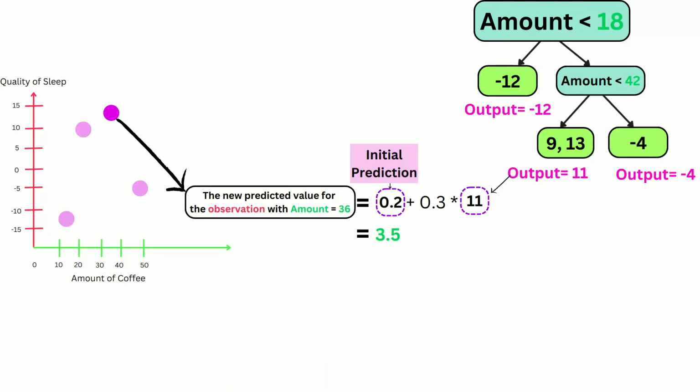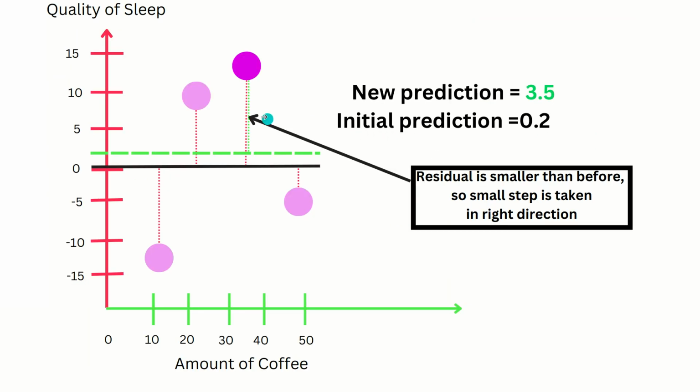Moving on to the observation with amount of 36, we once again obtain a new prediction by combining the initial prediction with the output of the tree multiplied by the learning rate. Again, we got 3.5. By plotting the new residue, we can see the residue is smaller than previous, so we are also moving in right direction.